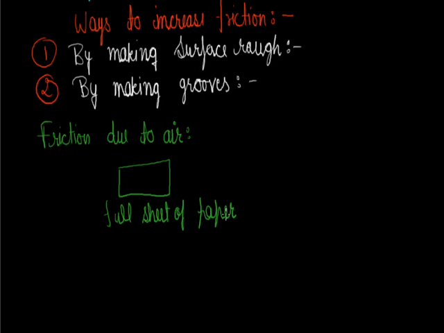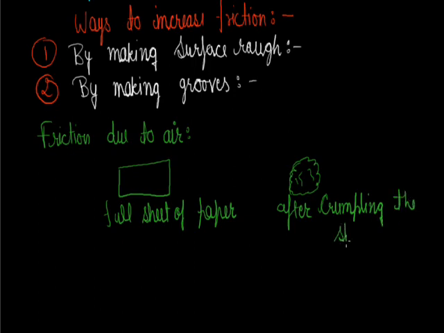Now, crumple the sheet in the form of a ball and allow it to fall down from the level of your head. You will notice the crumpled ball quickly reaches the ground level. Now the question is why?